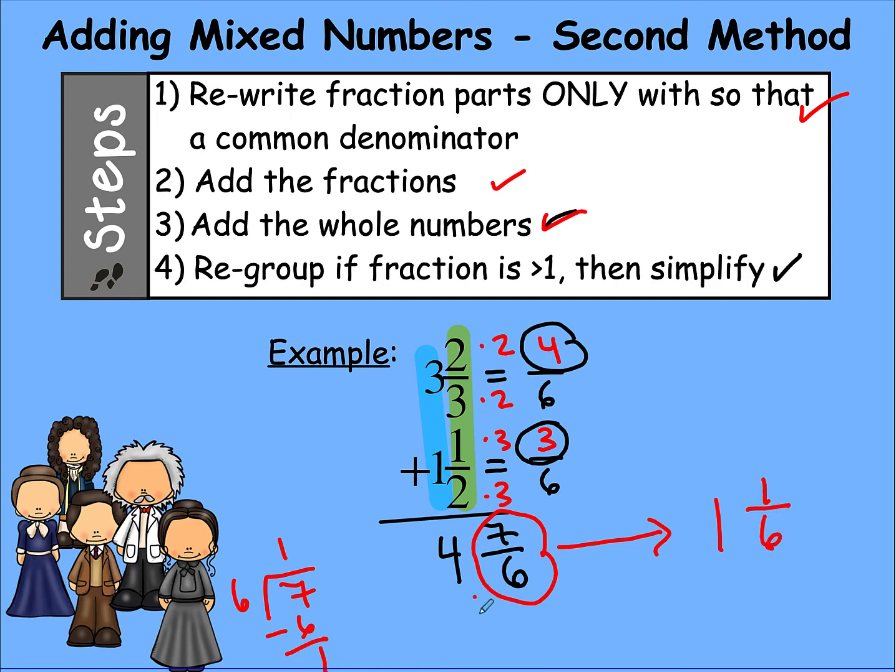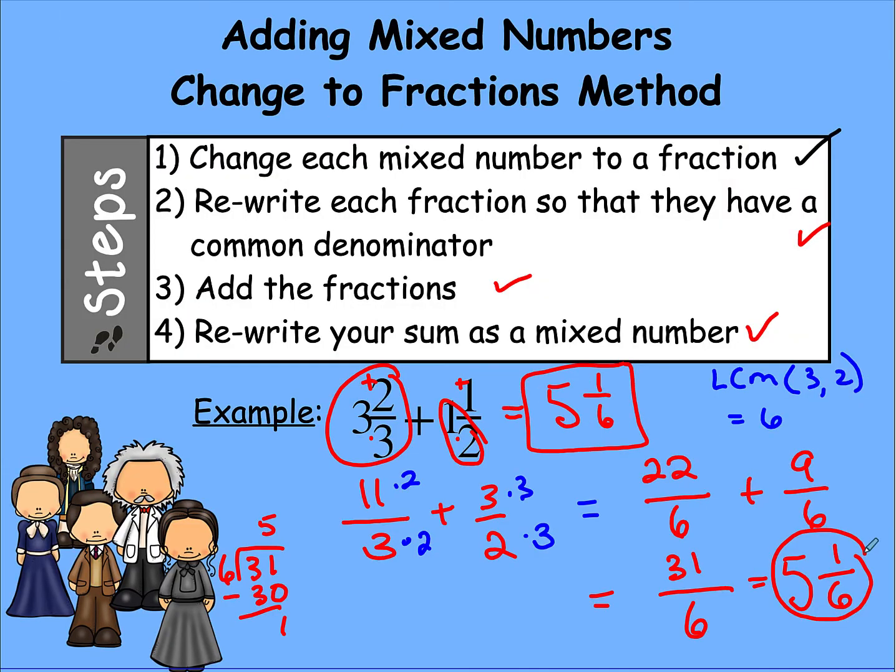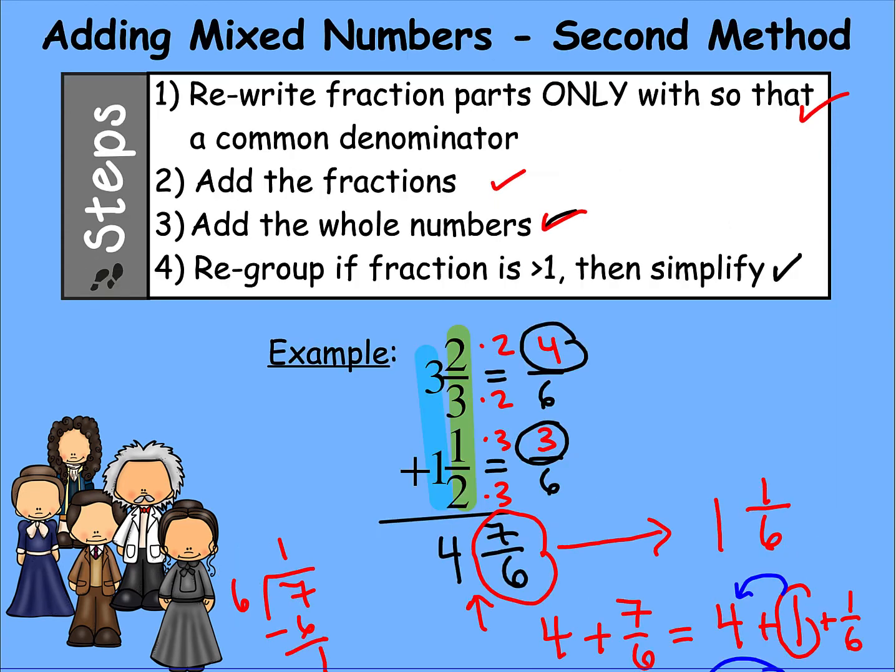But remember what this really means is that I had 4 plus 7 over 6. So what I have now is 4 plus 1 and 1/6. So there's this hidden addition sign in between the 1 and 1/6. So when I go ahead and add these, that means I'm going to take that whole number part and add it to the 4 from my sum. So I have 5 and 1/6 as my answer, just like I got before when I added them like fractions.